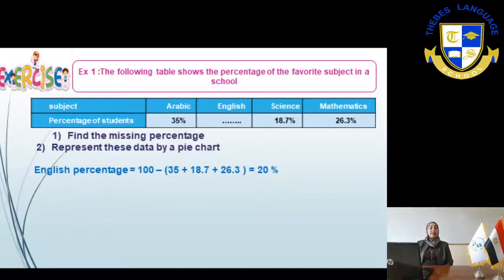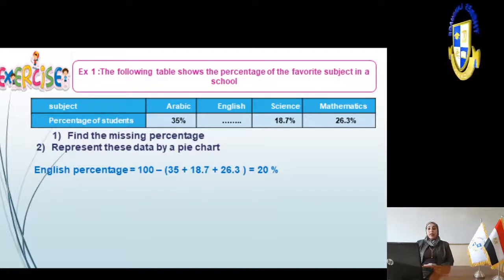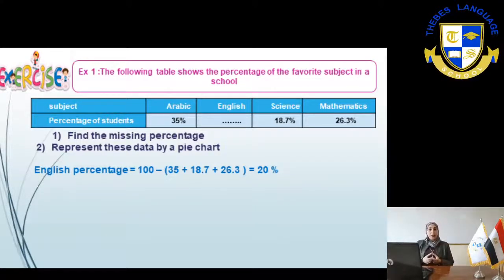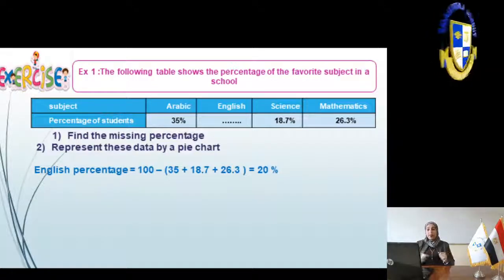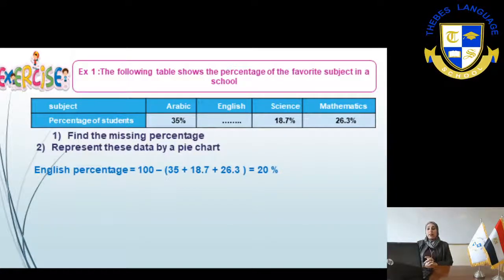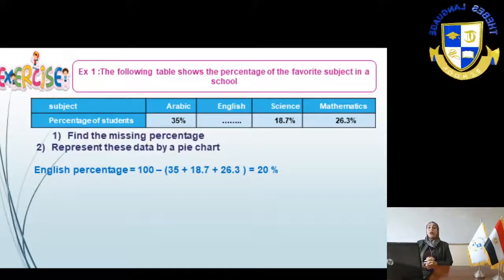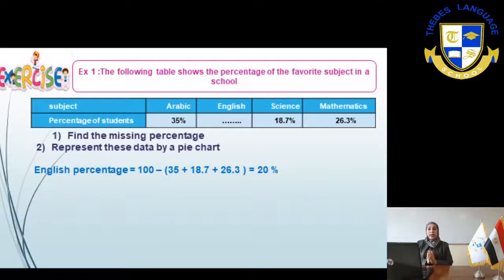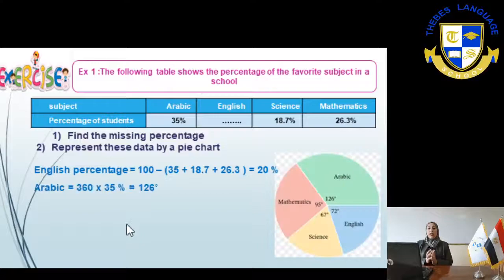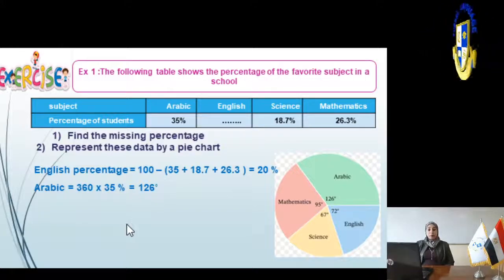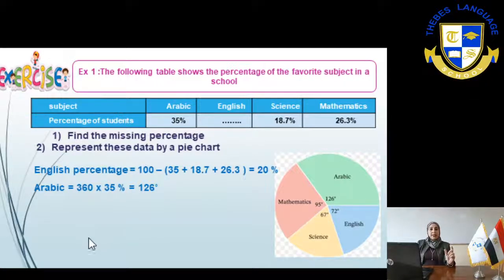Okay, to calculate the missing percentage here, we know that the whole circle represents the whole, which equals 100. So it will be 100 minus the sum of 35 plus 18.7 plus 26.3, which equals 20%. So the percentage of the students who prefer English is 20%. Now, how could I represent this percentage by a circular sector? Here I must calculate the central angle.